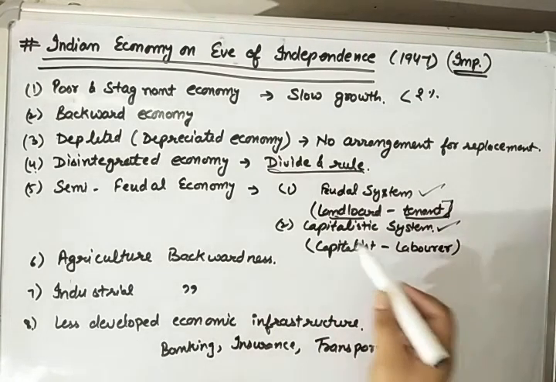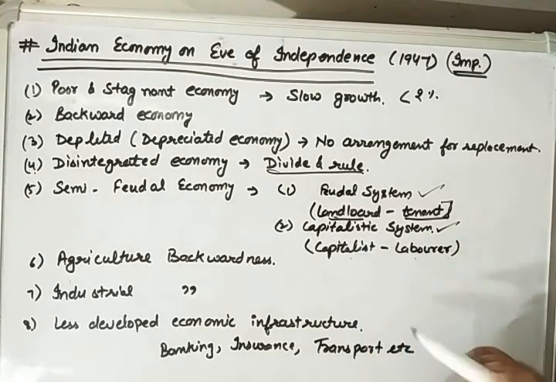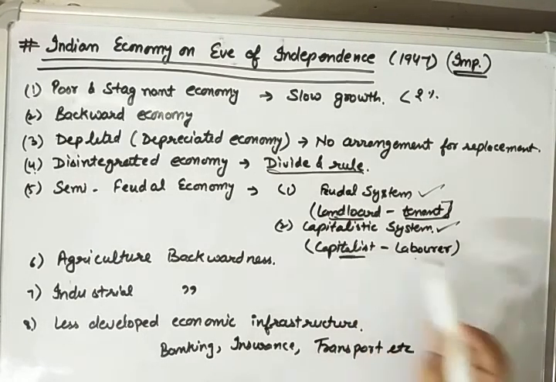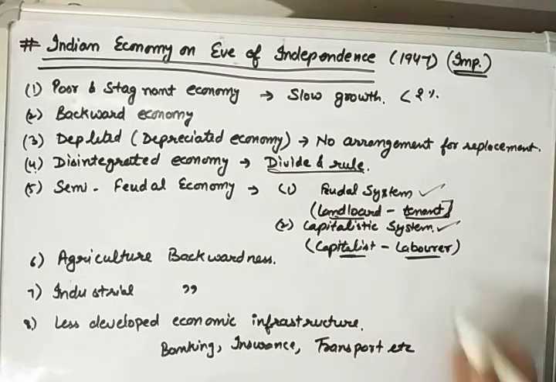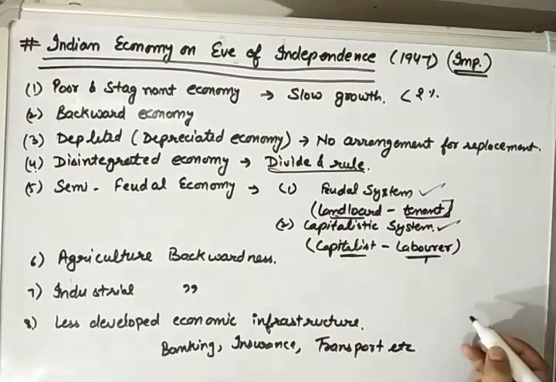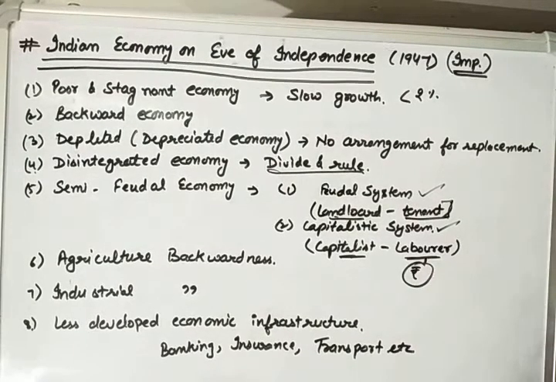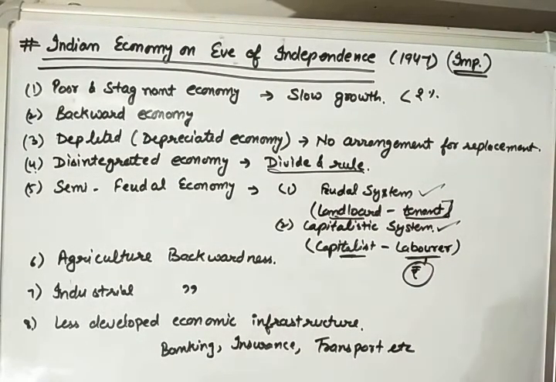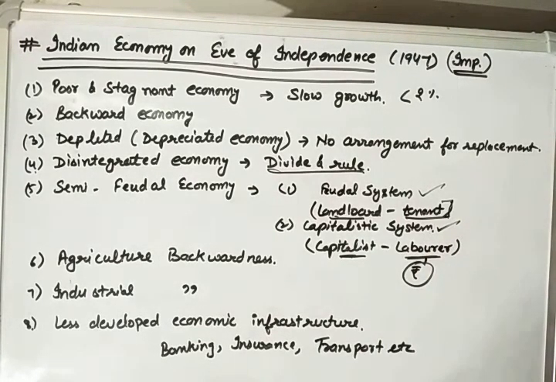The second was the capitalist system. The capitalist system is the relation between capitalist and laborer. Here the capitalist invests the money and the laborer does all the work. That means the hard work was the laborer's, but the laborer was receiving a much smaller amount of salary for that. That was also a type of exploitation. So yes, they gave us a type of exploitation in our economy.